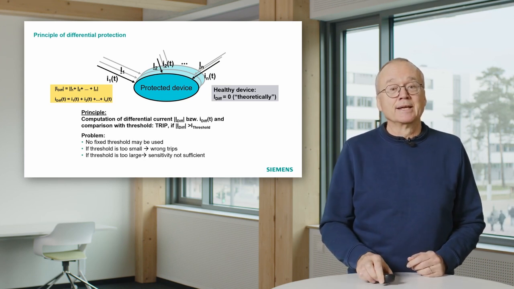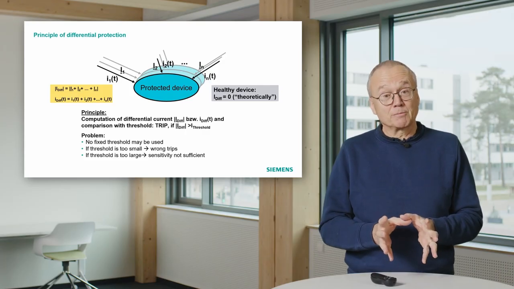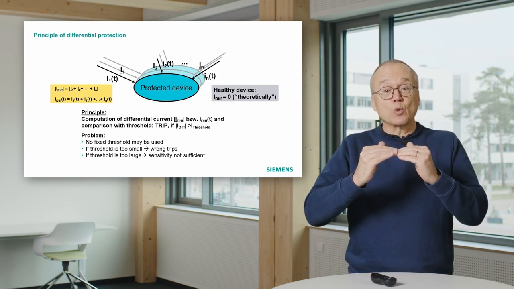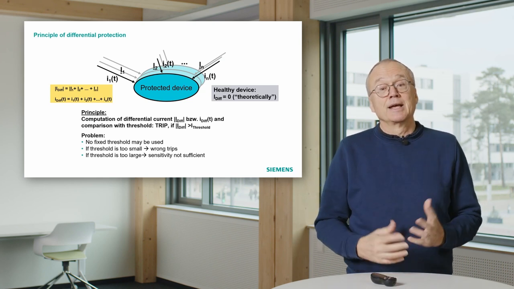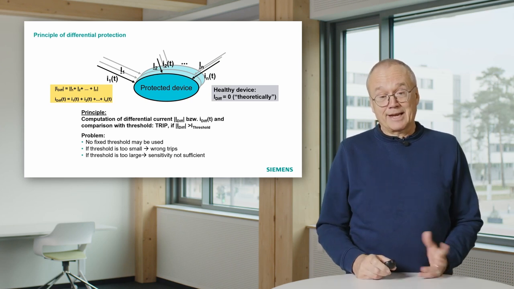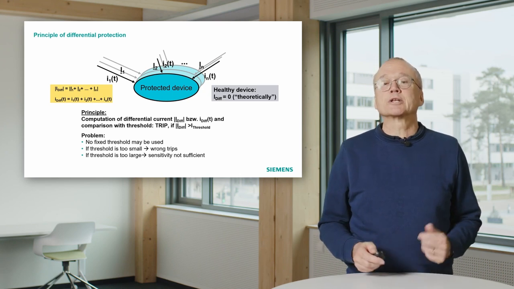So the problem is the threshold. What is the correct value for the threshold? And the issue there is we cannot take a fixed value. If we make the threshold too small, then the protection becomes very sensitive, but we may have wrong trips. If we make this threshold value too high, that means we trip only if we have a significant differential current, then we may not have sufficient sensitivity to catch all faults we want to catch. And I would like to illustrate that a little bit more using 2 examples.